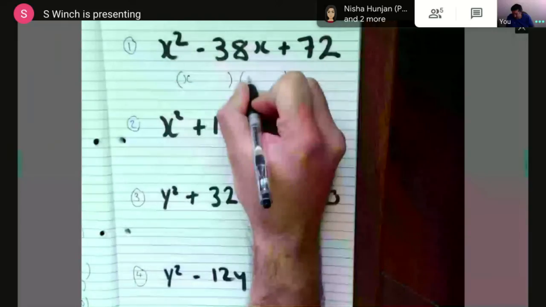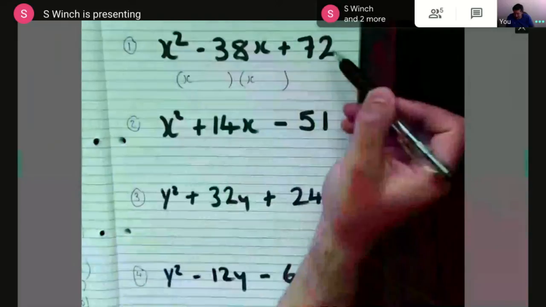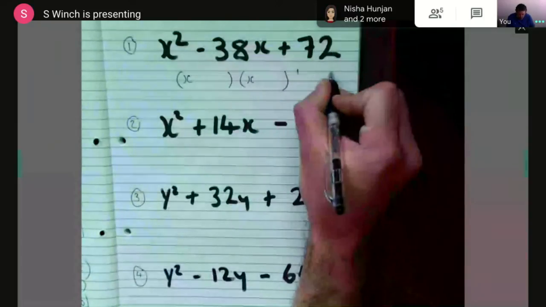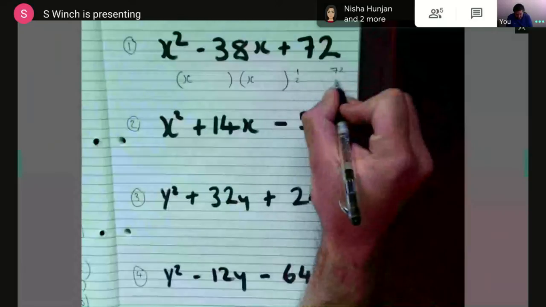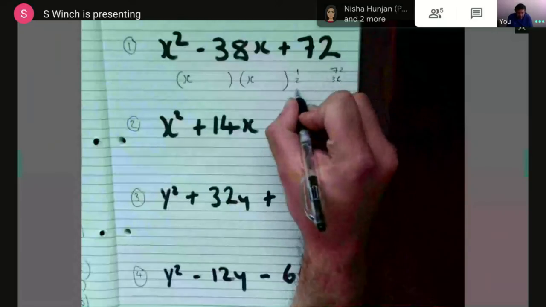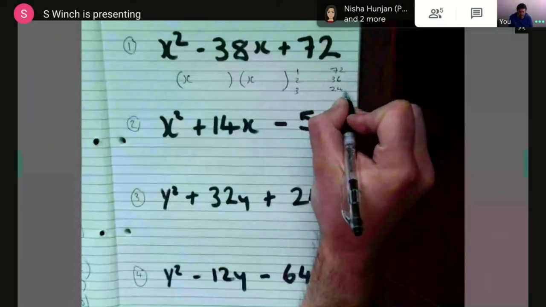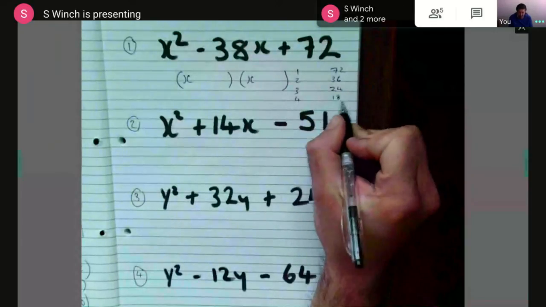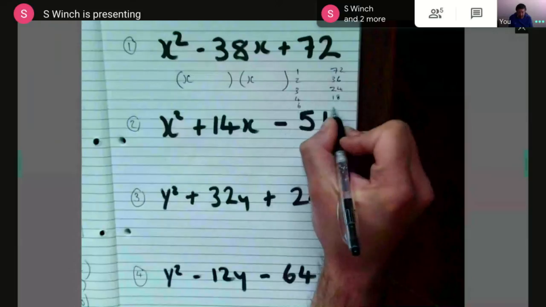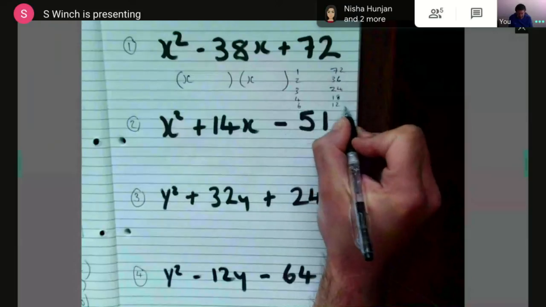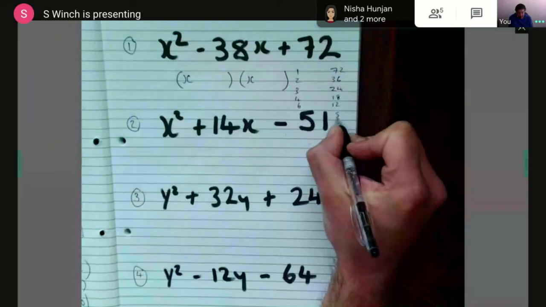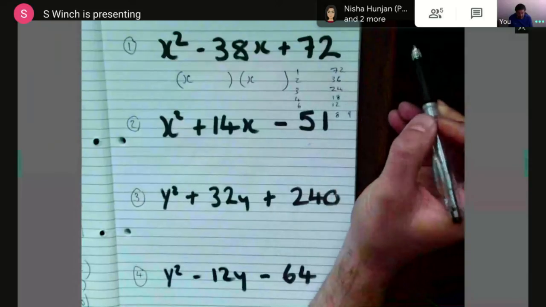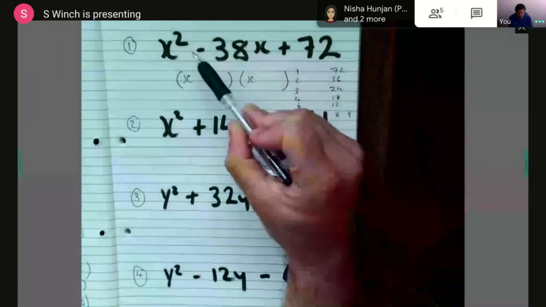And then the second thing we're going to look at now is all the factors of 72. So if we look at, of course, 1 and 72, we've got 2 and 36. We've got 3 and 24. I'm going to run out of space here. 4 and 18, and 6 and 12. And there's one more there, that's 8 and 9.